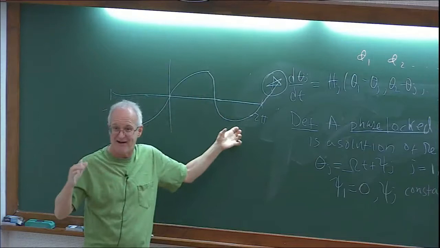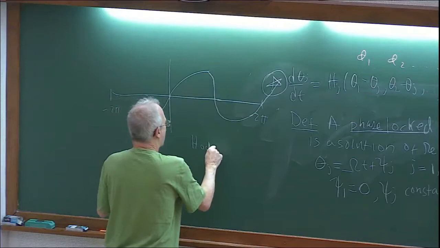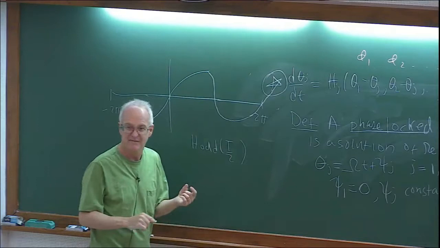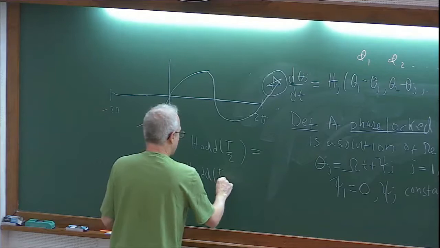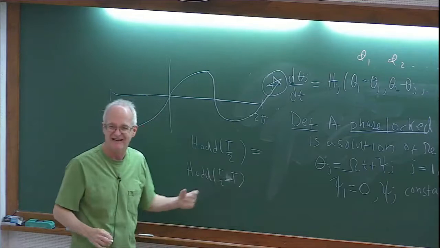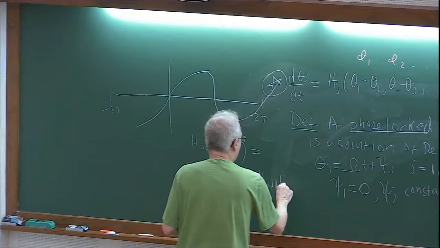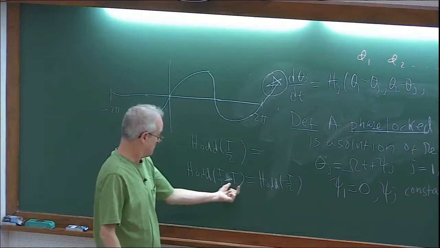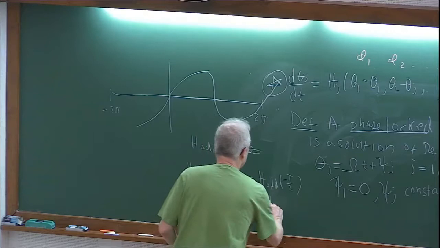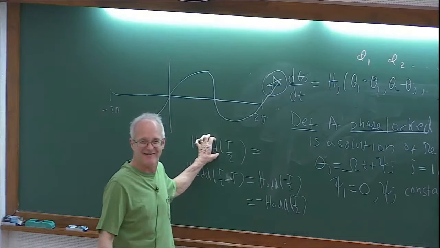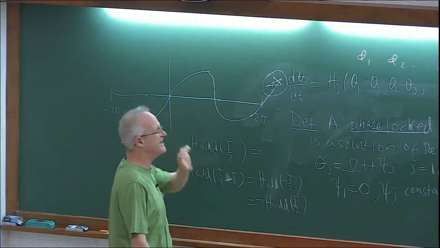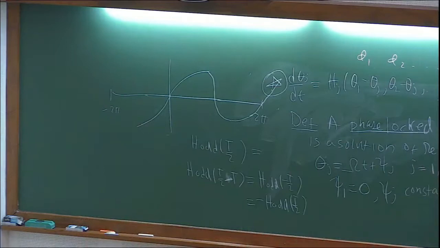Because h odd of t over 2 is h odd of t over 2 plus t, because minus t, because it's periodic, right? And that's equal to h odd of minus t over 2, right? Because it's odd, that's equal to minus h odd of t over 2. So h odd of t over 2 is minus h odd of t over 2. That's only possible if h odd of t over 2 is 0, right? So when delta is 0, there's at least two fixed points. One, both oscillators going together, and the other one, oscillators going out of phase.